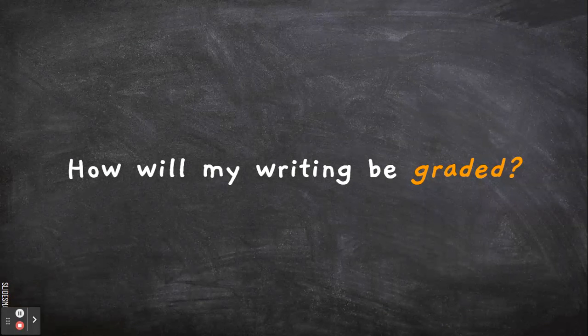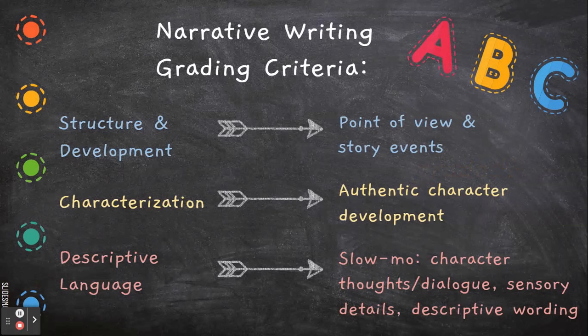How's your writing going to be graded? 3 main categories: structure and development. That means, are you matching the point of view? Are you using that correct point of view like the prompt is asking? And are you matching the main story events? Second, characterization. Are you accurately capturing the characters and developing their characterization appropriately? And lastly, descriptive language. Are you using some of those techniques we've talked about to build slow motion, like character thoughts and dialogue, sensory details, and descriptive wording?